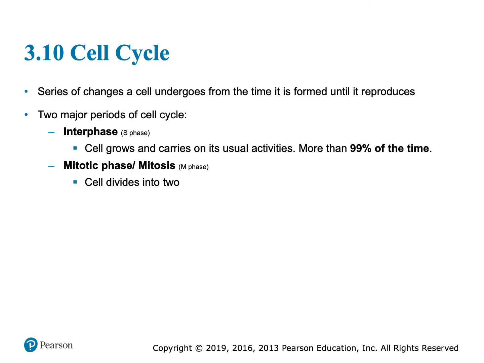99% of the time, your cell is doing its thing. Your liver is detoxifying things. Maybe your liver is making some proteins. Maybe your liver is making one specific protein that's very important, your clotting factors. So if that's what your liver cell's major job is, then 99% of the time, that's what it's doing. But 1% of the time, we need that one cell to go through mitosis and make two more.